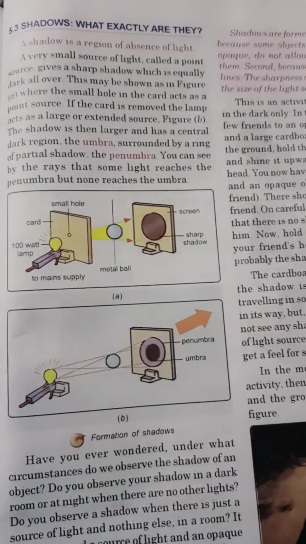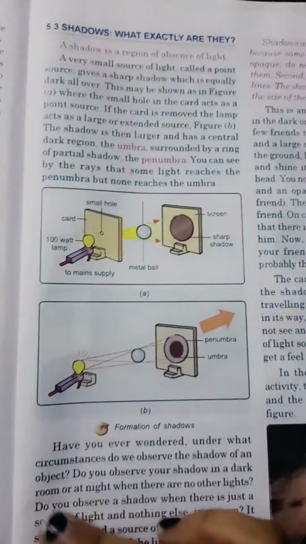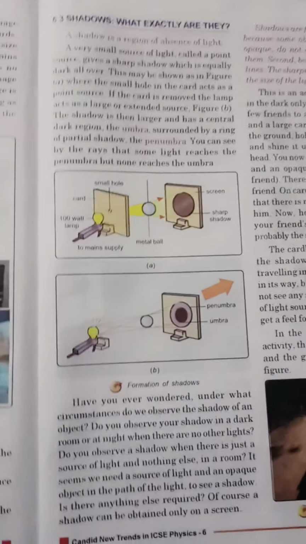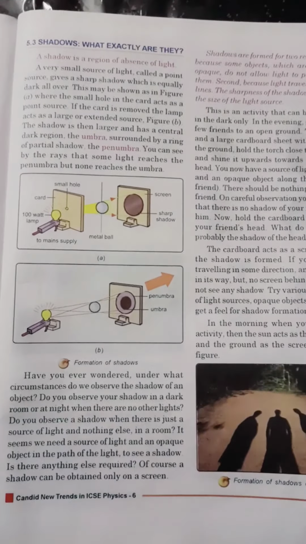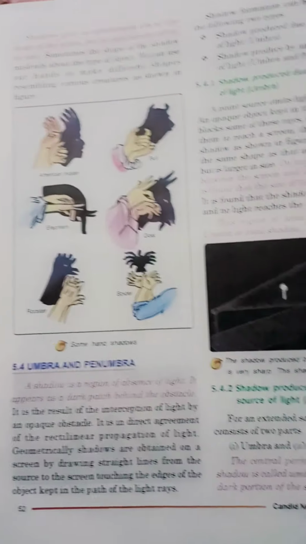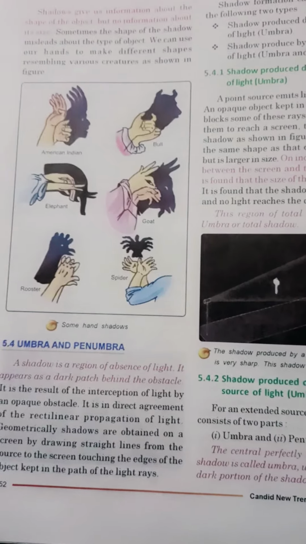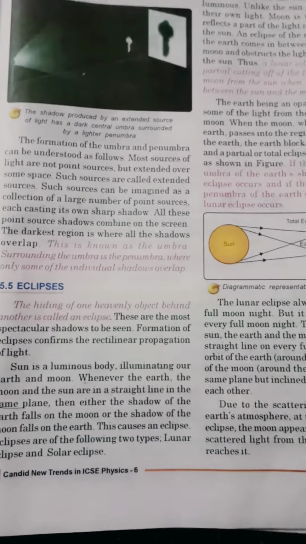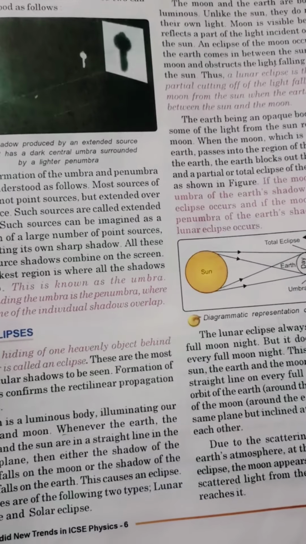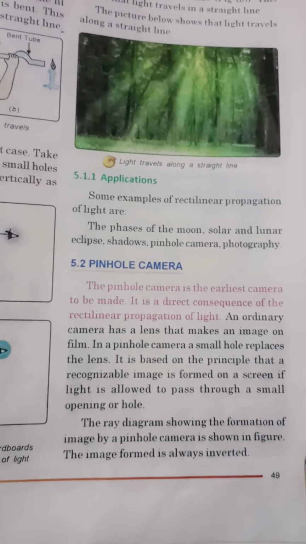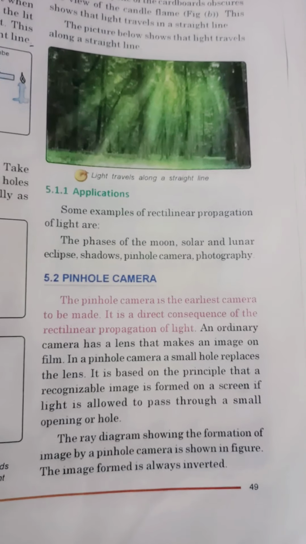Now our next topic is shadows. What exactly are they? This topic we will cover in our next class, because along with this we will also learn about the umbra and penumbra regions. Then after that we will move on to eclipse, and this will be our last topic of this chapter. So that is all for today, students, and prepare well for your test, and please read this pinhole camera topic properly, and then we will begin with our next topic in our next class.